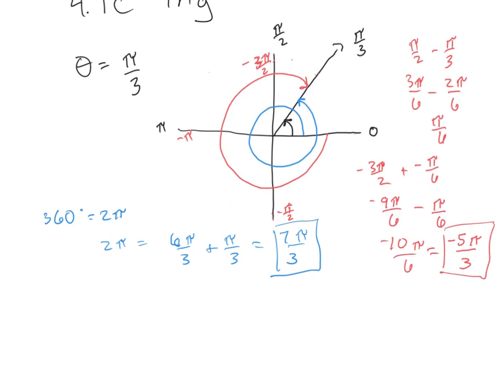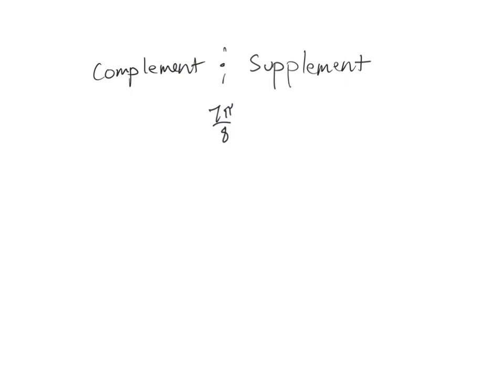Let's do an example now, and continue on to complement and supplement. By now you should know what complement and supplement are. Let's give an example here. We got 7 pi over 8, and you want to find the complement and supplement of 7 pi over 8.